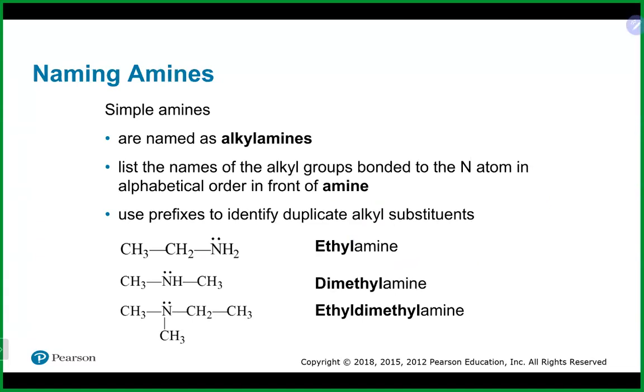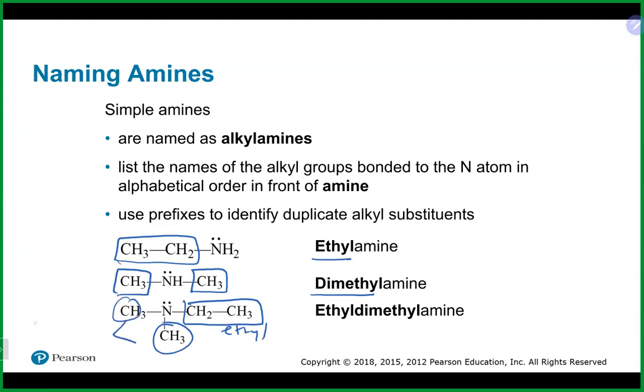So that's what we see here. We just name it as the alkyl group and put amine at the end. And again, there's our ethylamine, which has 2 carbons here. That's our ethyl group. This is again our dimethyl, as we have 2 of those attached. And again, as I mentioned before, we will go in alphabetical order. So that is an ethyl group. That is a methyl and a methyl. So those together give us our dimethyl.